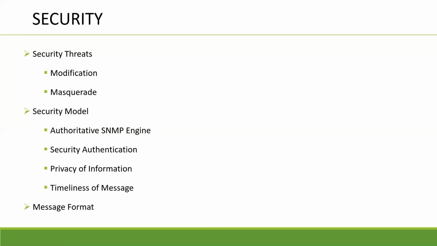Then the last one, timeliness of message. Timeliness of message is a module of the security subsystem that provides the function of checking message timeliness and thus prevents message redirection, delay, or replay. Simply, we are going to avoid all those things: redirection, delay, or replay. Using this concept of an authoritative SNMP engine, a window of time is set in the receiver to accept a message. The travel time between the sender and the receiver should be within this time window interval.